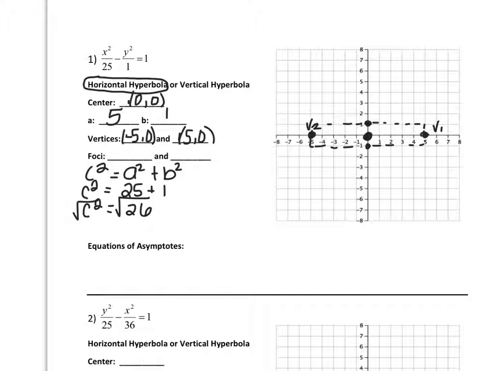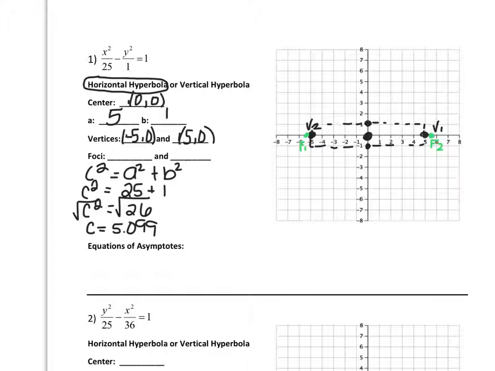Okay, I got that it was approximately 5.099, so we're just going to estimate a little bit here. So about here and about here, those are my two foci, so we could label those F1 and F2, okay? So now we know that our equation is going to look something like this and like this, but we need to know the equations of our asymptotes.